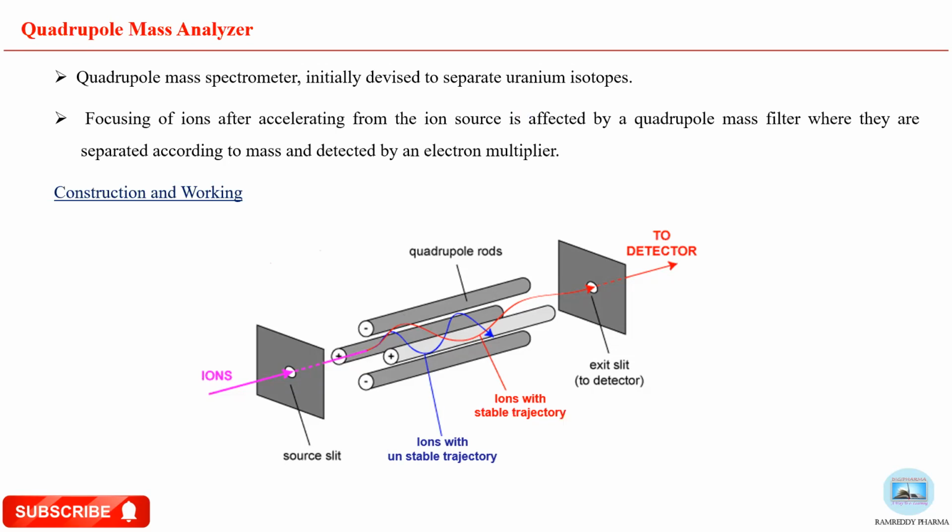To these four rods, we apply a DC current and a radio frequency voltage, nothing but RF voltage. The RF and DC voltage applied to these four rods create an electric field within the gap between the rods. This electric field acts as a filter, and it allows ions with the selected mass-to-charge ratio.